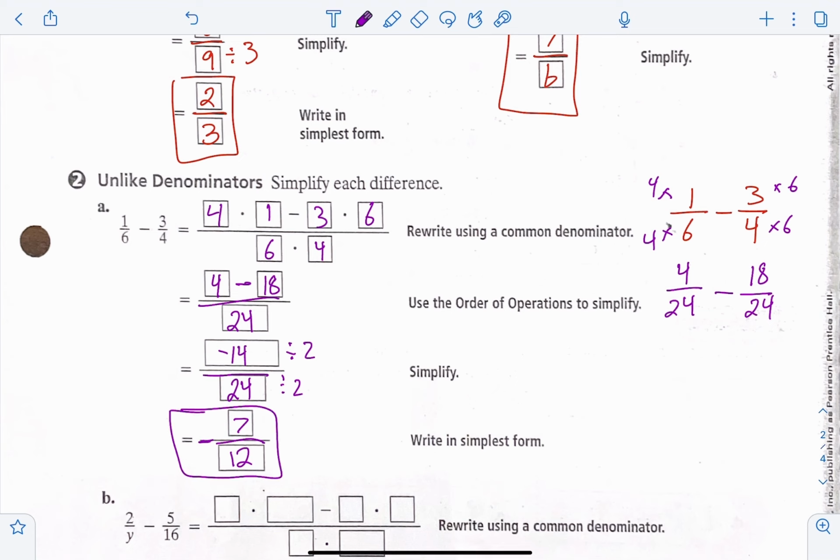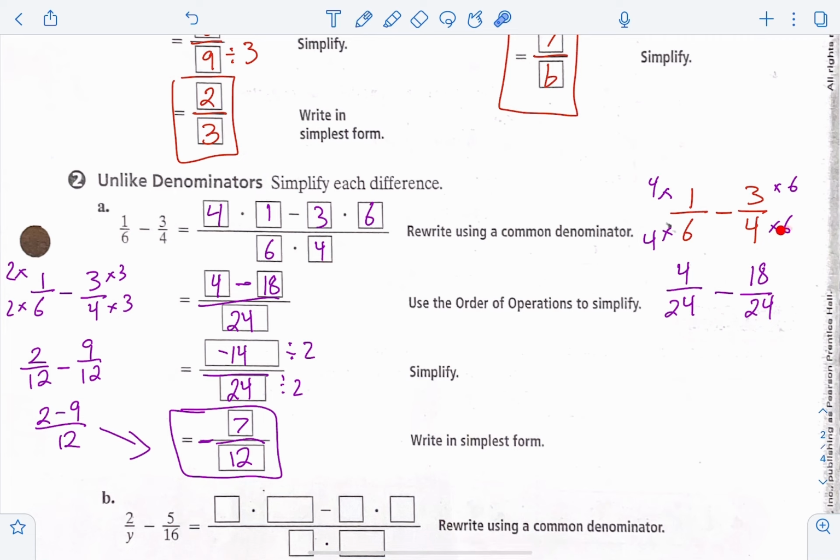Okay, if it's one where you know what it's going to be and you know you can make it into a 12, we could have done 1 over 6 minus 3 over 4 and just been like times 2 and times 3, because we know that's going to give us 2 over 12 minus 9 over 12, which is going to give us 2 minus 9 over 12, which is also negative 7 over 12. Okay, so either way that you do that, you're going to end up with the same answer. So you can either use the opposite denominator and then just have to simplify, or if you know what you can turn both denominators into, you can do that as well.